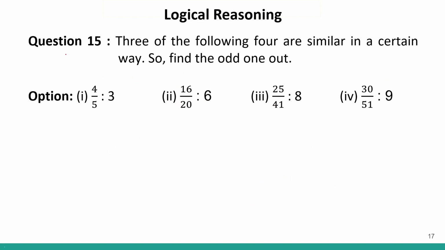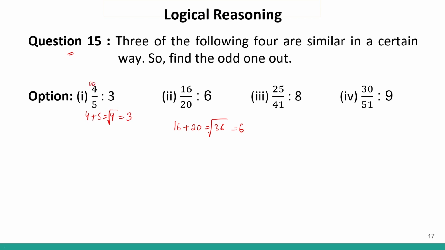Now let us look at question number 15. So question number 15, 4 options are given to us and we have to identify which one is different. Over here, if I see 16 and 20, basically 16 and 20, if I add, I'll get 36. And the under root of 36 will give me 6. Correct? Similarly, if I look over here, 4 plus 5 will give me 9, and the under root of 9 will give me 3.